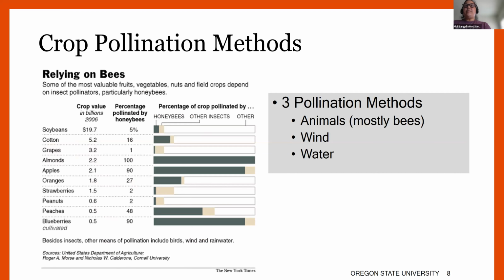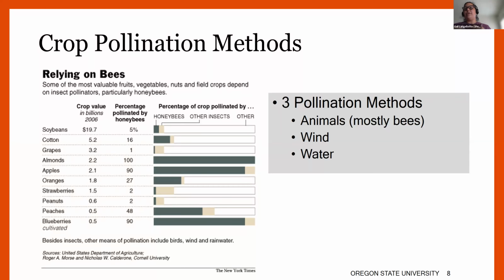The graphic that I have on this particular slide was published in the New York Times in 2008 when colony collapse disorder and massive decreases in honeybee hives were really front and center in the news. And what you can see from this particular graphic is that there are several crops, such as almonds and apples and cultivated blueberries, which are absolutely dependent upon honeybees and other insects, most of which are also bees, in order to set harvestable yields.